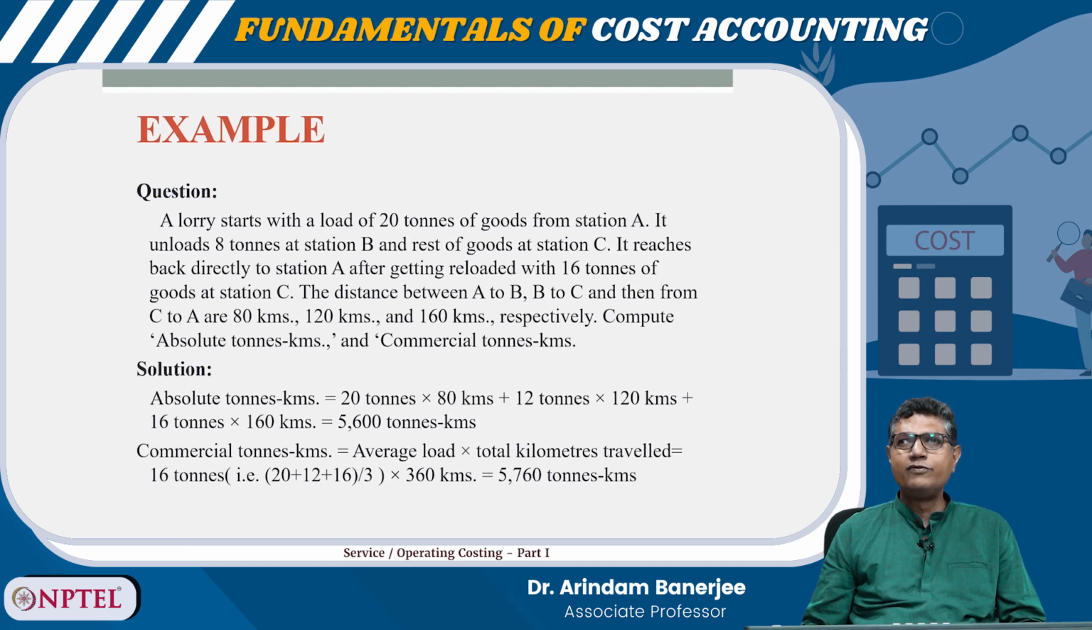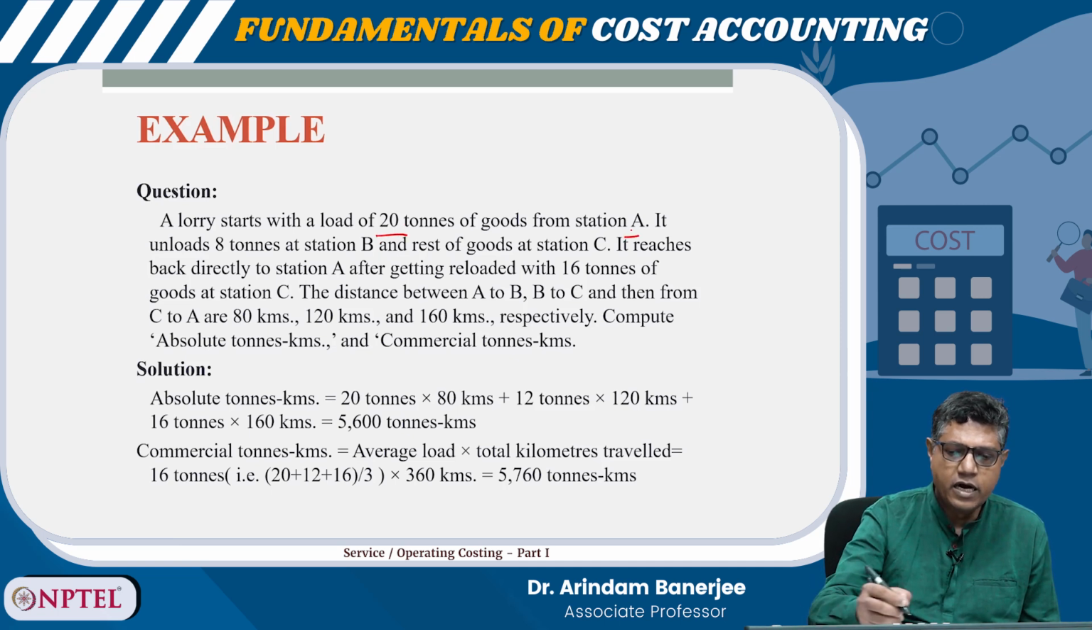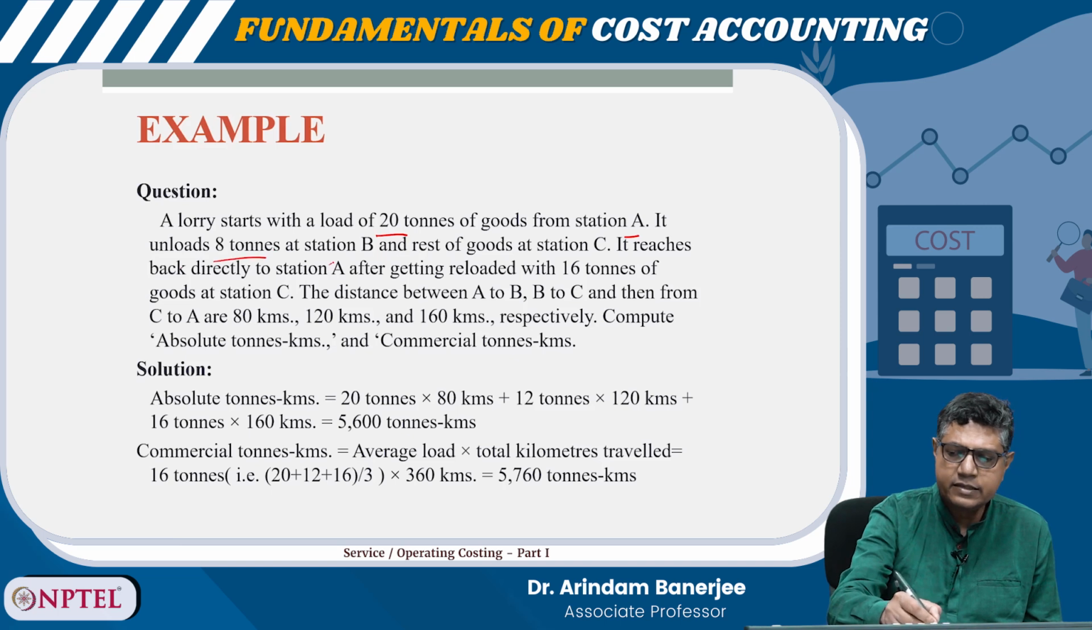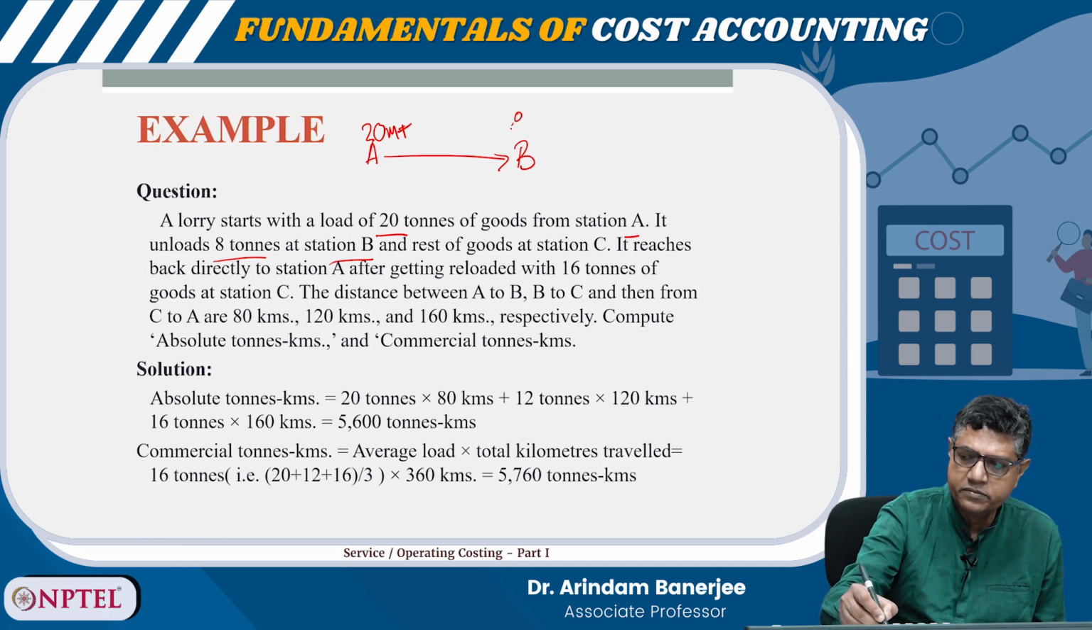A lorry starts with a load of 20 tons of goods from station A. It unloads 8 tons at station B. So, it starts from A and it unloads at B. When it is starting with 20 metric ton, right, at B, it unloads 8 metric ton.